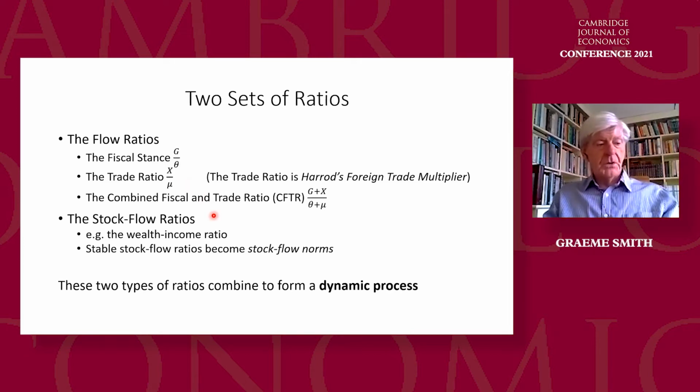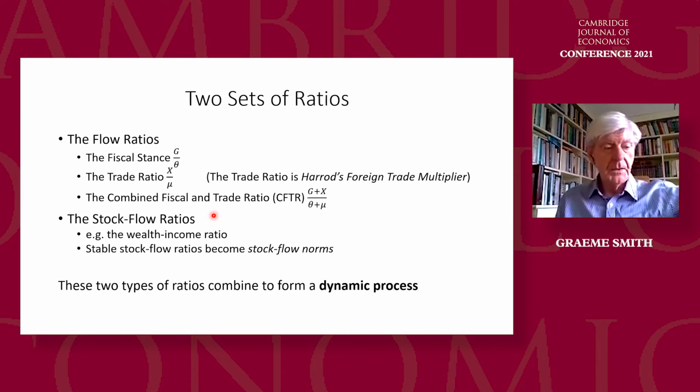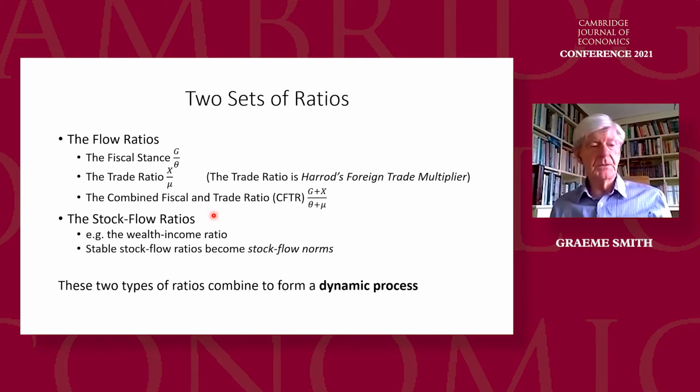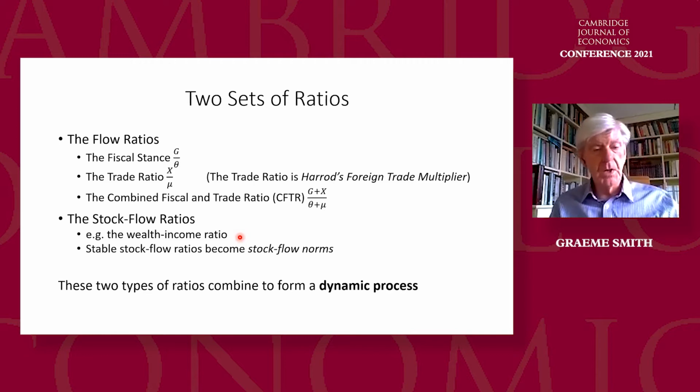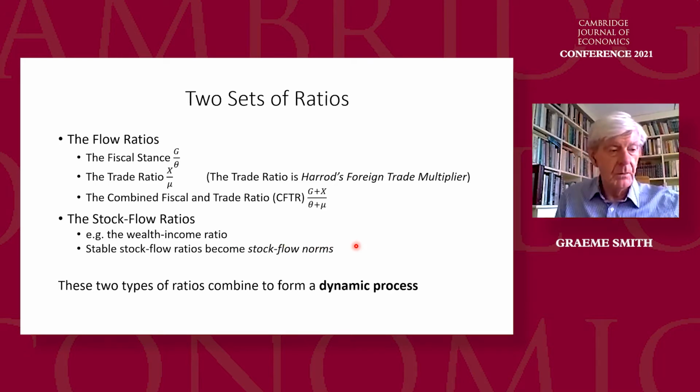Now, the stock flow ratios capture the stock flow consistency condition, that is, that stocks determine flows and that flows update stocks. And any coherent theory of economic dynamics must adequately account for the interactions of stocks and flows. The most common example of a stock flow ratio is the private sector wealth income ratio, which is so important in Godley's dynamics. Now, if a stock flow ratio is roughly constant, or should I say stationary, and I mean stationary in the econometric sense, so not necessarily constant, then it is called a stock flow norm.